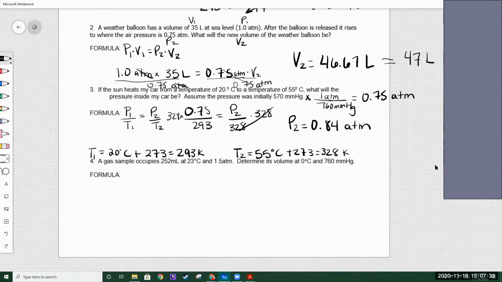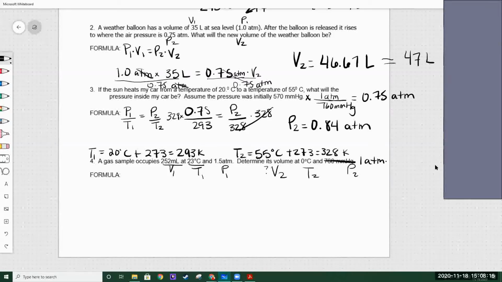All right, for the next one, we have a gas sample that has a volume of 252 milliliters. We have 23 degrees Celsius, so this is our volume, this is our temperature, this is our pressure. And it wants to know what's the new volume. So all of these are volume 1, temperature 1, pressure 1. And what's our new volume if we are at 0 degrees Celsius and then 760? Again, 1 atmosphere equals 760. So if you ever see 760 mmHg, it's 1 atmosphere. And then here's our second pressure.